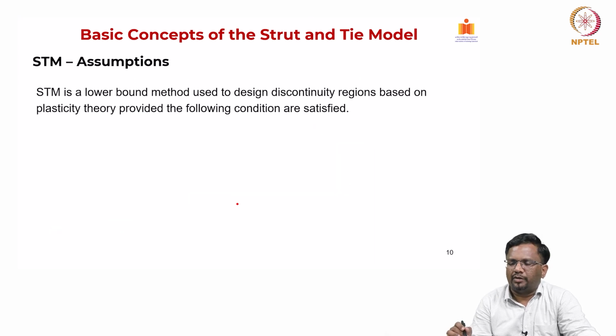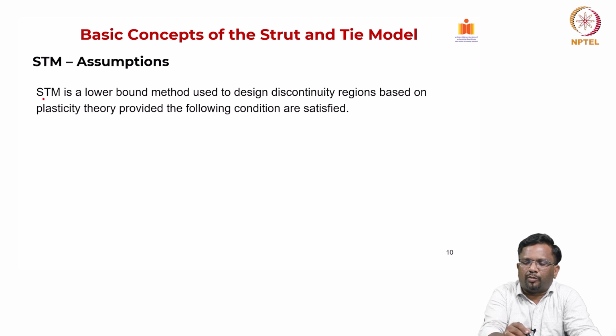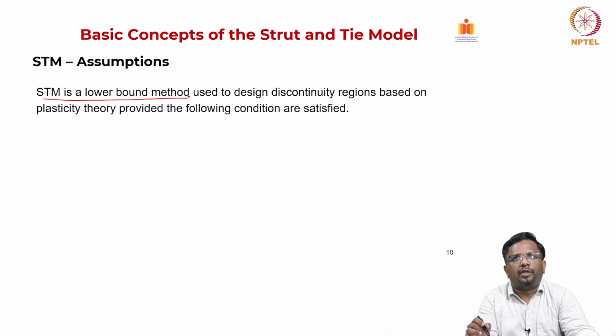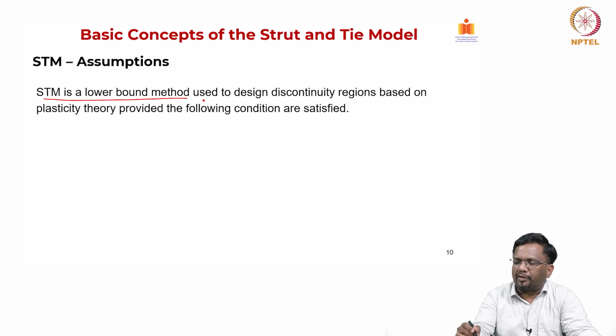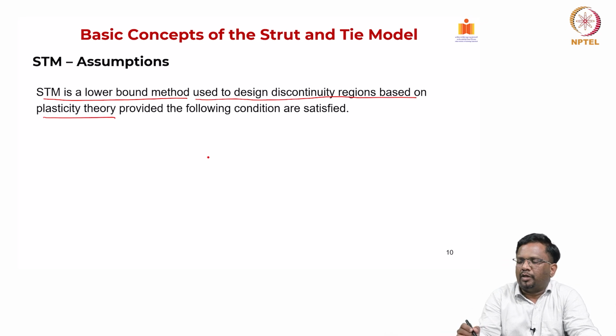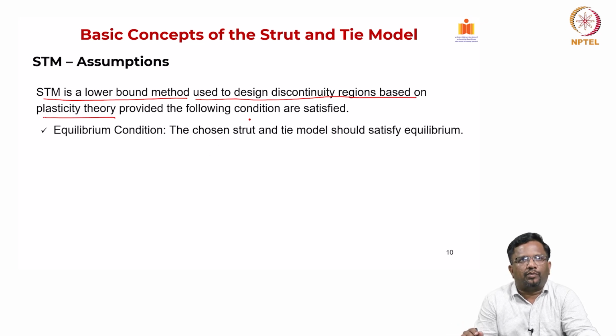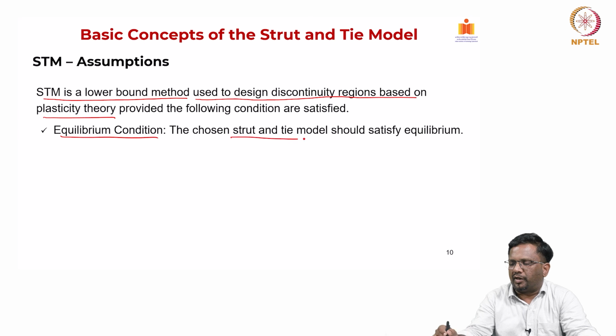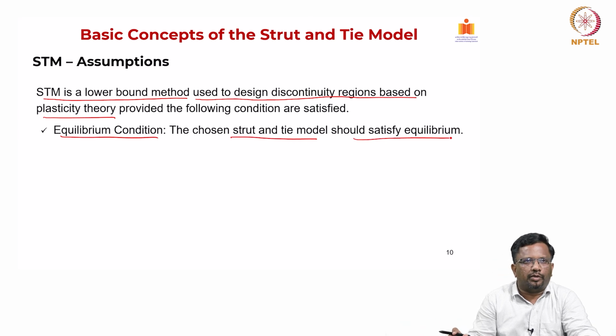Now, what are the assumptions? The Strut-and-tie model is a lower bound method. That means it is going to give you predictions of the capacity in a conservative way, and typically, as we explained, it is used to design discontinuity regions based on plasticity theory, provided the following conditions are satisfied. What are those conditions? The equilibrium condition. All the models have to satisfy equilibrium. Whatever configuration of strut and tie that we choose, it should always satisfy equilibrium. You cannot violate the equilibrium condition.